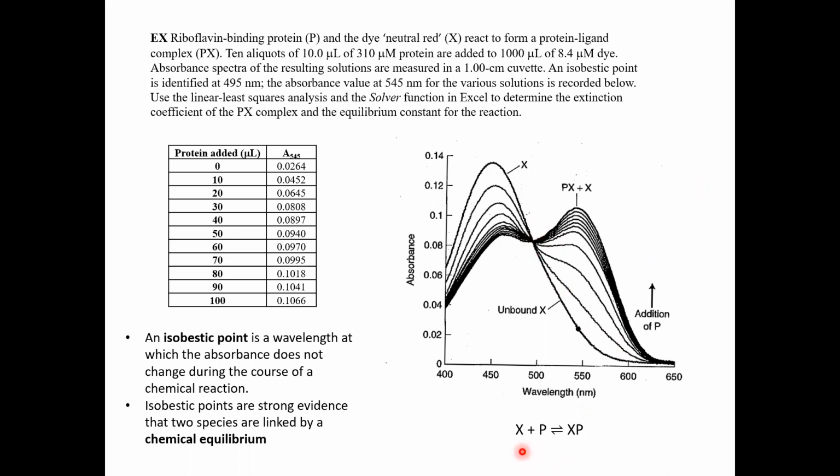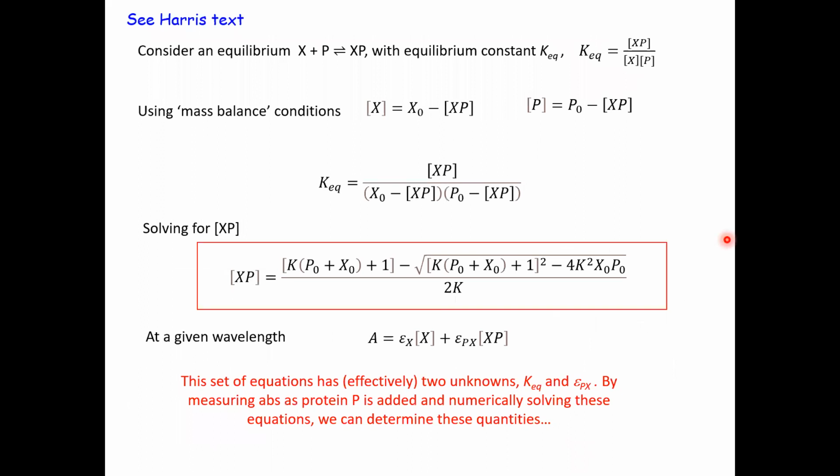In this case, it's between a protein, X, some ligand, which we call P, and a protein ligand complex, XP. The reason these are important is because we can learn lots of important chemical information. Namely, we can learn something about the equilibrium constant and the extinction coefficient of this protein ligand complex. The math is similar to what we've done before. So we will have an expression for the absorbance, the total absorbance from the protein and the protein ligand species.